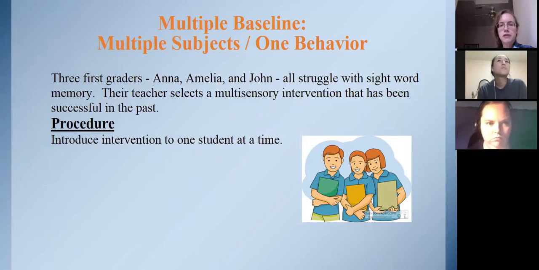3 first graders, Anna, Amelia, and John, all struggle with sight word memory. Their teacher selects a multisensory intervention that has been successful in the past. The procedure is basically the same as the one subject multiple behavior design. This time, the intervention will be applied to one student at a time. If each student makes progress only after the intervention is introduced, the teacher will be able to conclude that this intervention works for these students' sight word difficulties. Let's see what the data says.